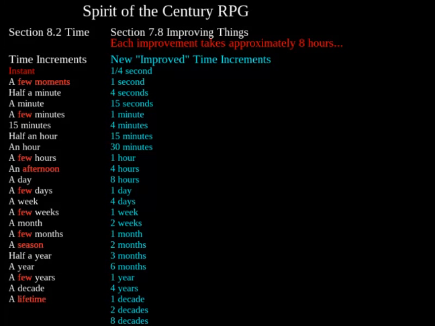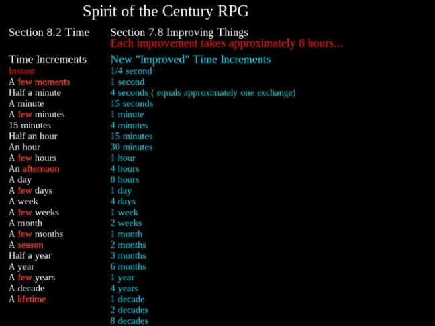1 week, 2 weeks replaces a few weeks, 1 month, 2 months replaces a few months, and 3 months replaces a season, then 6 months. That progression of 1, 2, 3, 6 doesn't follow a linear progression, but while I was fine with fixing entries and adding new entries, I didn't want to eliminate any of the entries, so that's what I got. Next is 1 year. 4 years replaces a few years. I've inserted 2 decades, and I've replaced a lifetime with 8 decades.